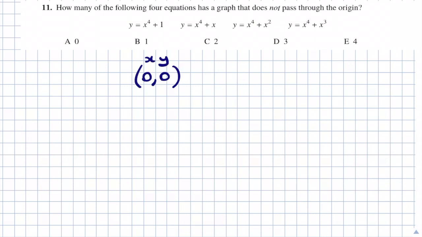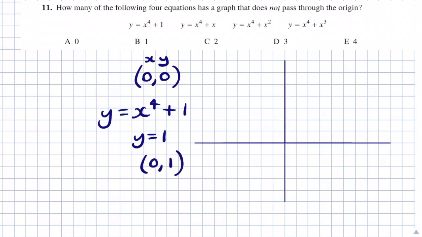So let's test it. First equation is y equals x to the 4 plus 1. And we know if we substitute x equals 0 into this equation, we're going to get y equals 1. So this equation doesn't actually pass through the origin. Instead, it passes through the point (0, 1). So we draw this graph.